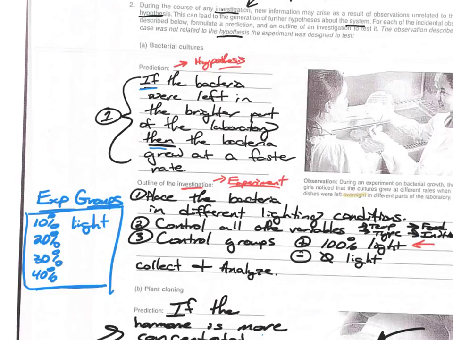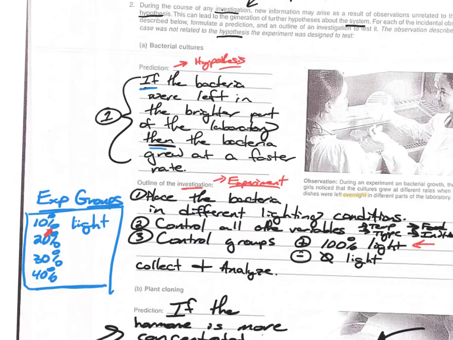So the idea would be to place the bacteria in different lighting conditions and see how fast they grow. So you'd have one group of bacteria growing in 10% light, another in 20% light, another in 30% light, another in 40% light intensity. And you see how fast they grow.